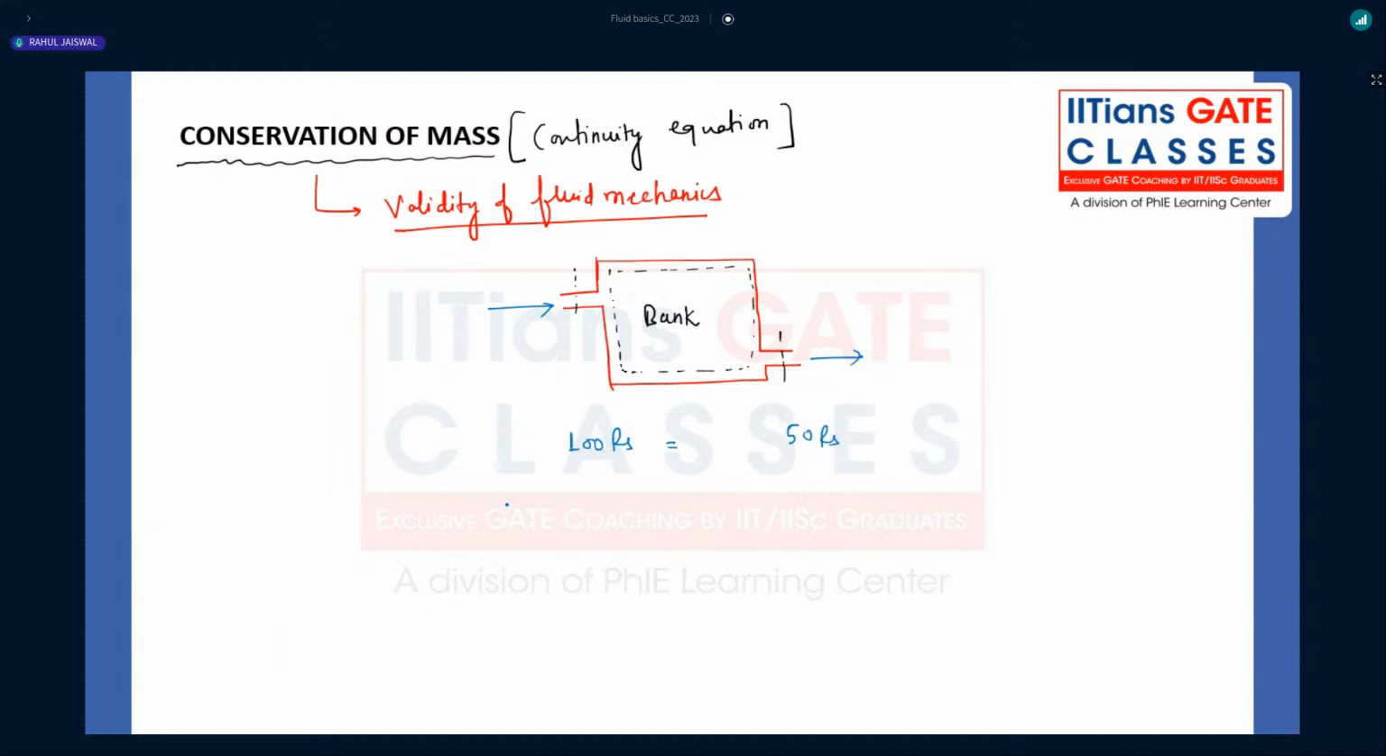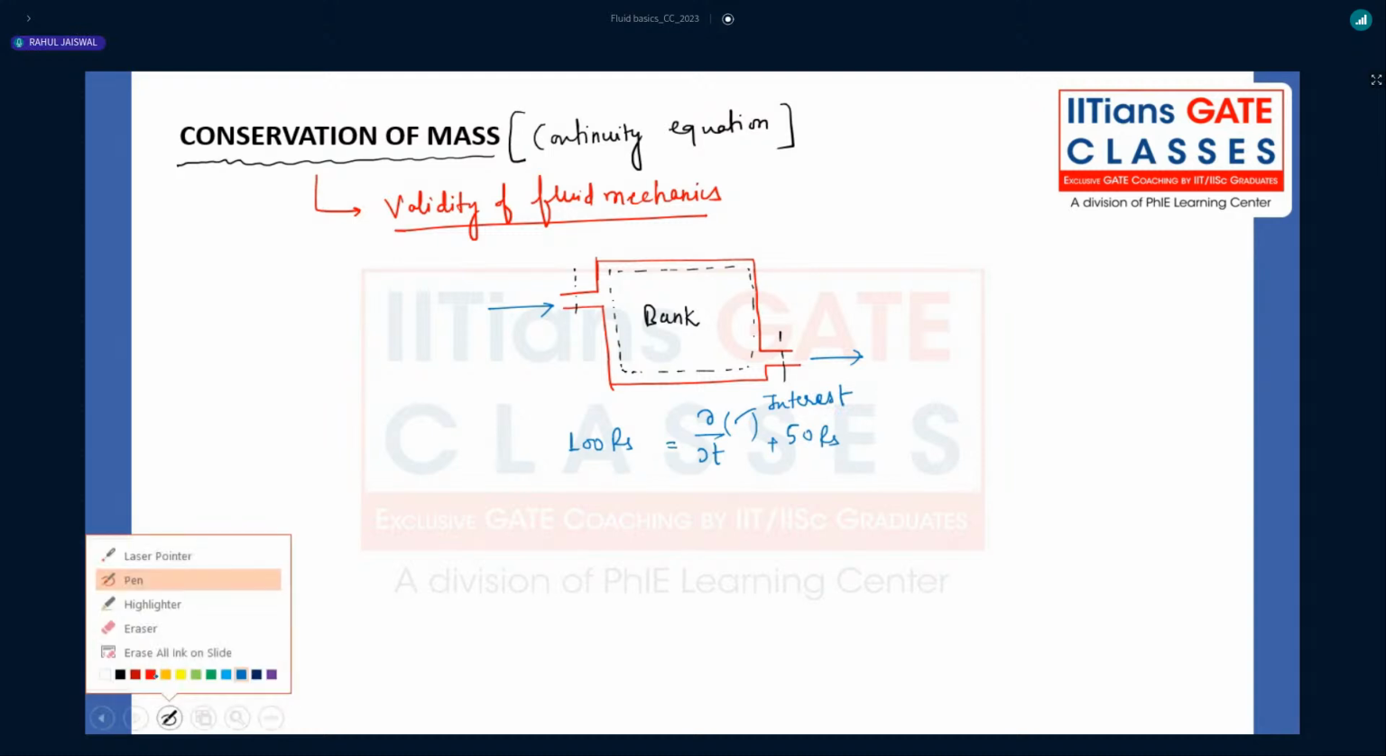But after some point of time, you observe that you have some extra amount. You should have only 50 rupees, right? 100 rupees incoming, 50 rupees going out, so 50 rupees has to be there. But with respect to time, you have some interest, which obviously will be in the form of interest. You will be getting more amount, there's no doubt about it. Further, this interest we are writing as what?